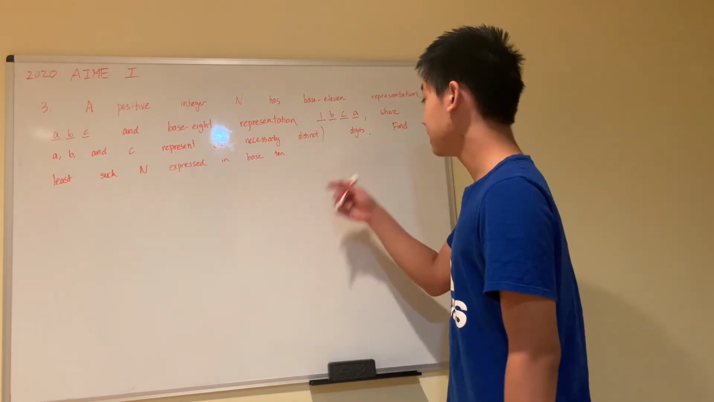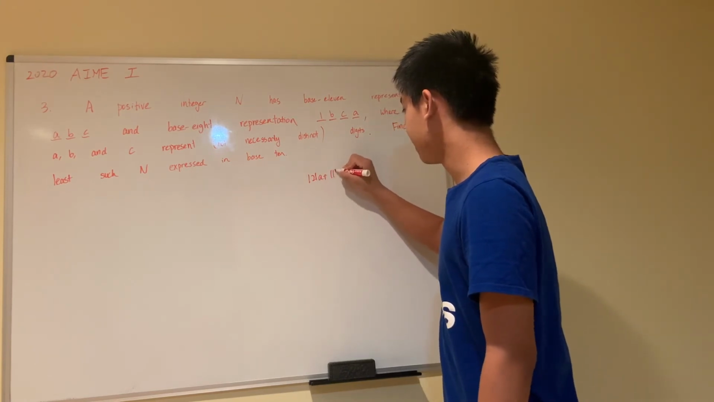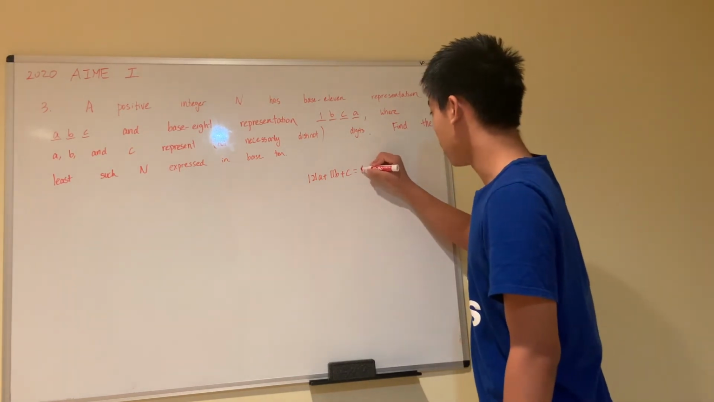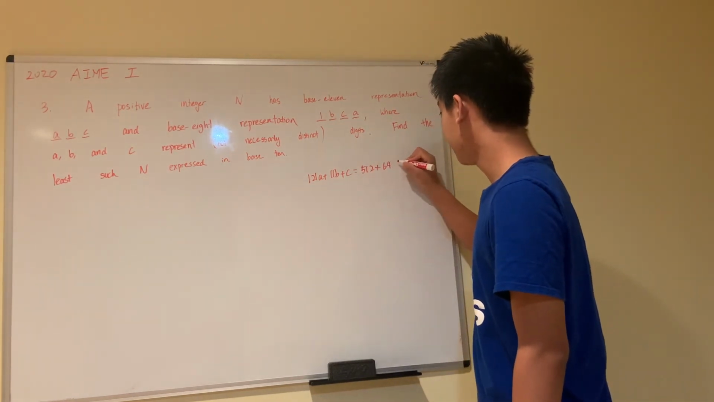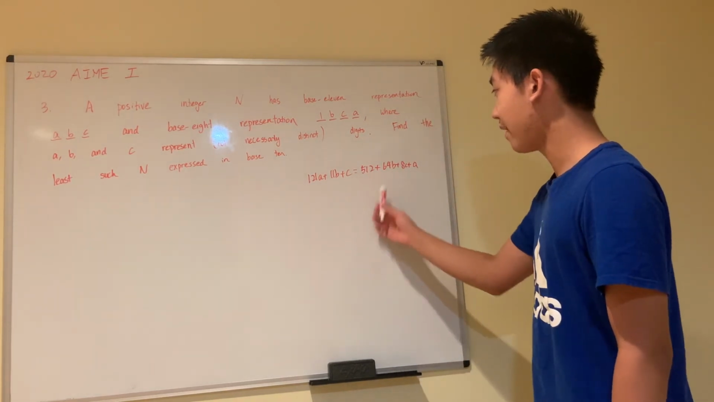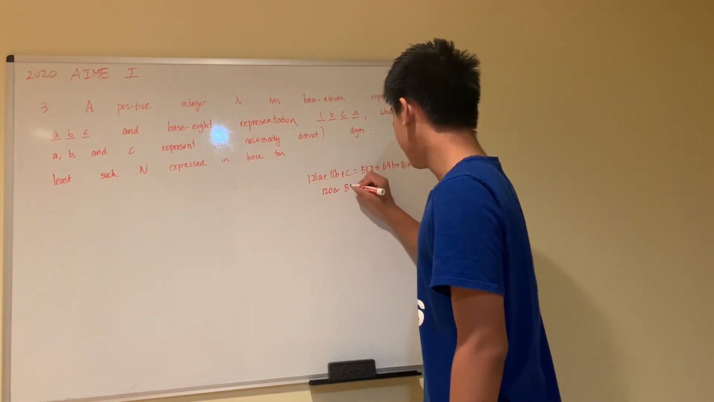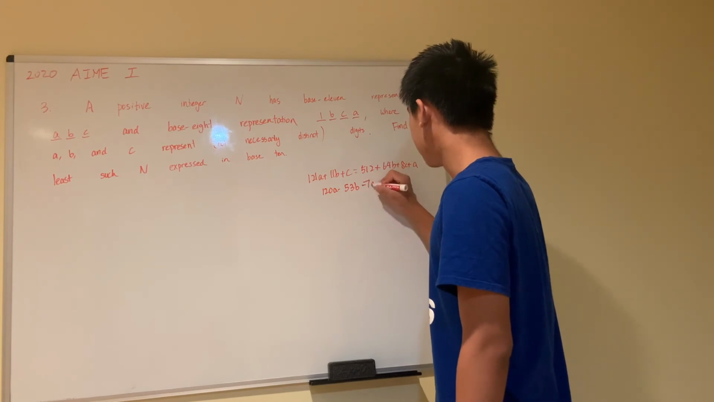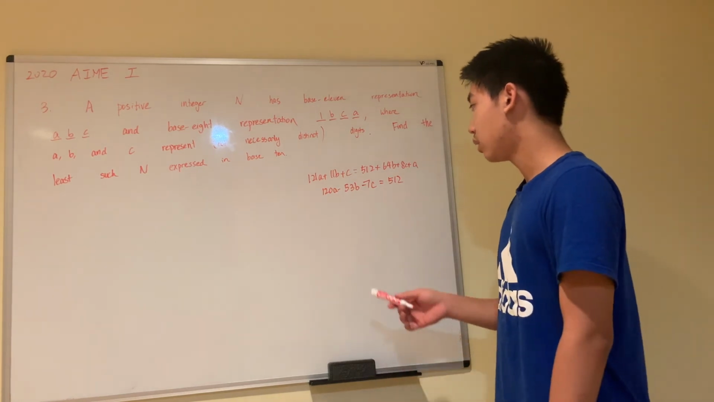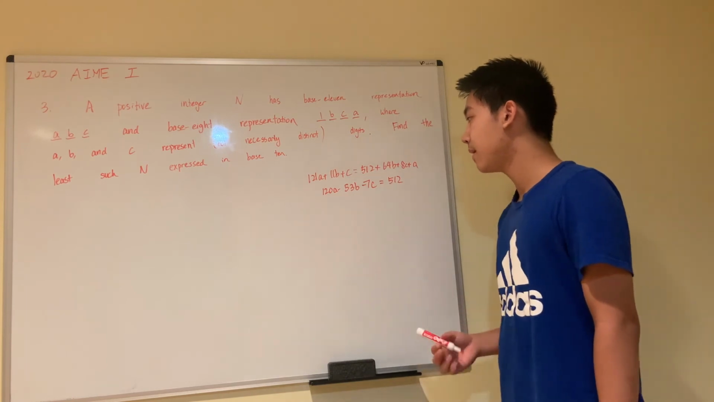So in base 11, ABC converted to base 10 is going to be 121A plus 11B plus C. And in base 8, 1BCA is going to convert to 512 plus 64B plus 8C plus A. And if we move all the variables to one side and leave 512 on the other, we're going to get 120A minus 53B minus 7C equals 512. Since we want the least value of n, we need to find the least value of A, B, and C.